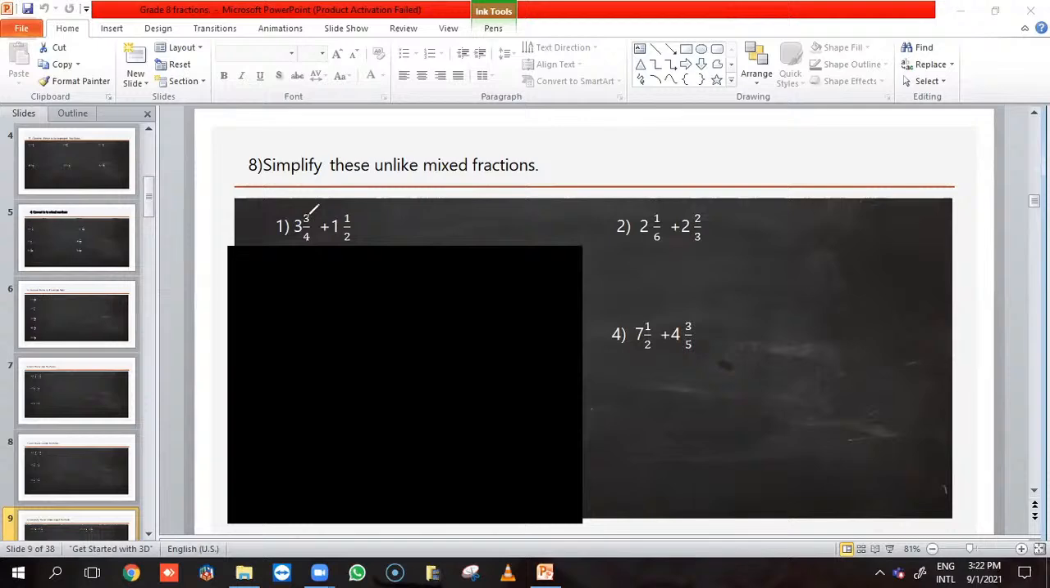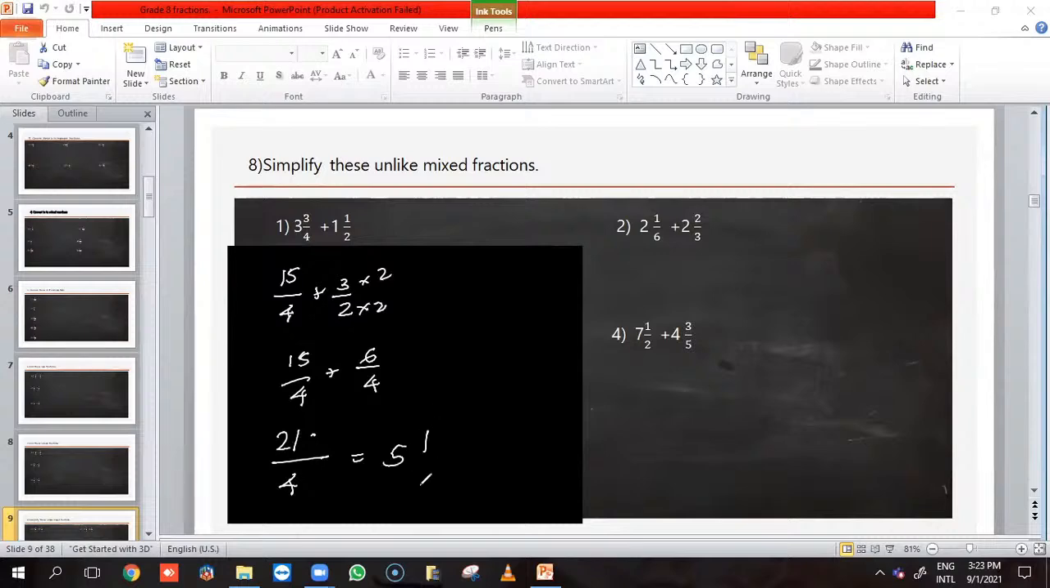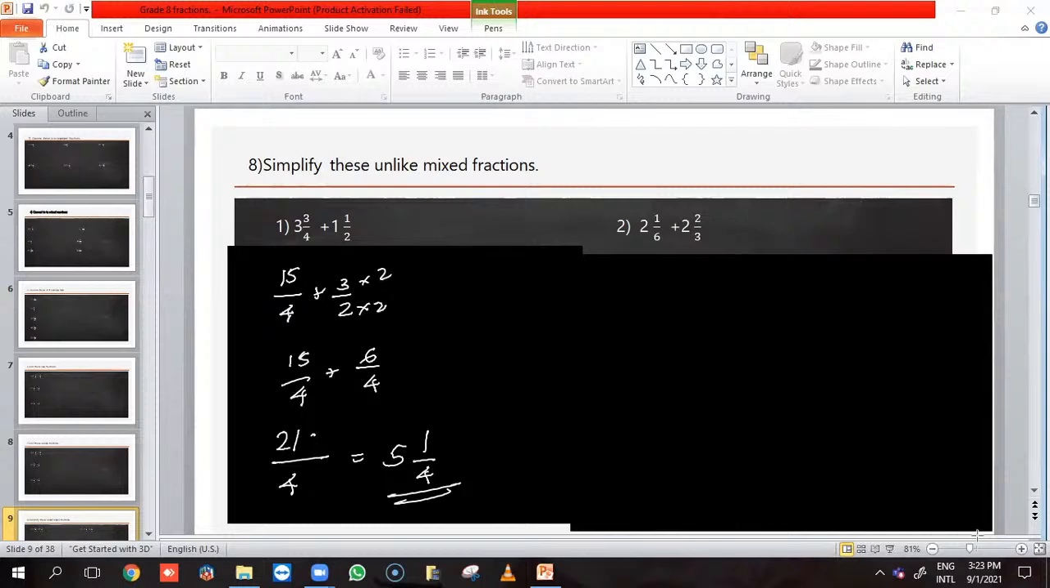4 times 3, 12. 12 and 3, 15 over 4 plus 2 times 1, 2 and 1, 3 over 2. Then this by 2, this by 2. 15 over 4 plus 6 over 4. 6 and 15, how much here? 21 over 4. Then also the answer is 5 fours are there, remaining 1, 1/4. So while you are doing this one, you can follow the most familiar method to solve this. So we'll go to the next question, question number 2.